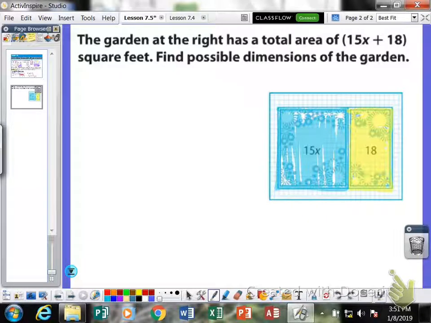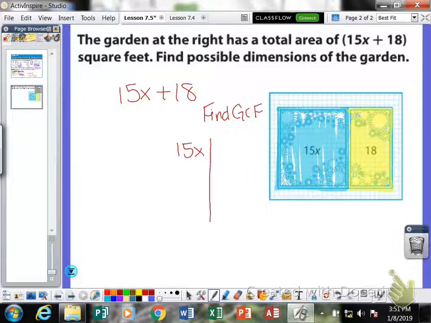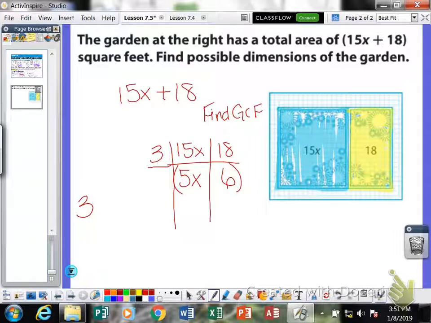I know the total area is 15x plus 18. Find the GCF. So I have 15x, I have 18. Look at my numbers, 15, 18: 3. 5x, 6. 5 and 6, nothing else, I'm good to go. So 3 comes on my outside, and what's left inside would be 5x plus 6. Now notice, the 15x and the 18 are sharing the same length. The red is the same length, so that's going to be our first number, 3.